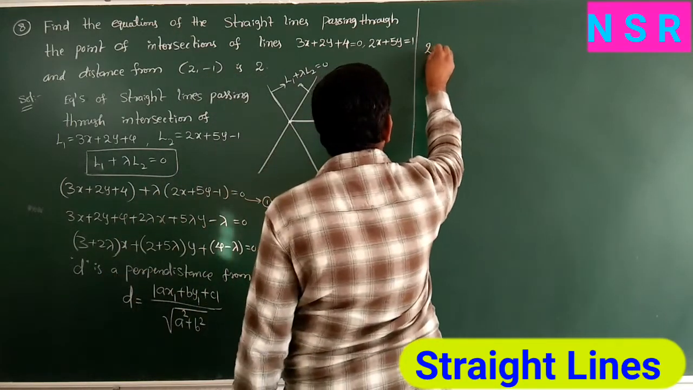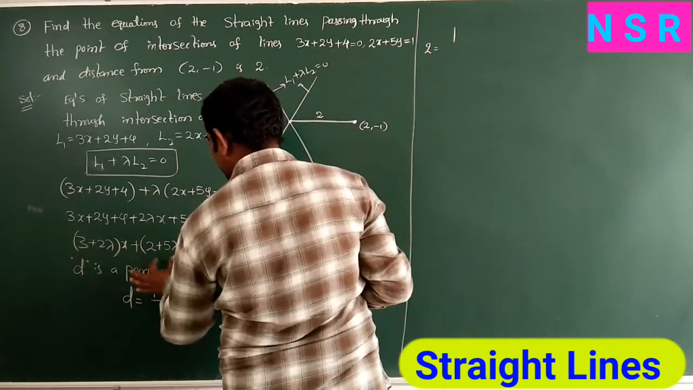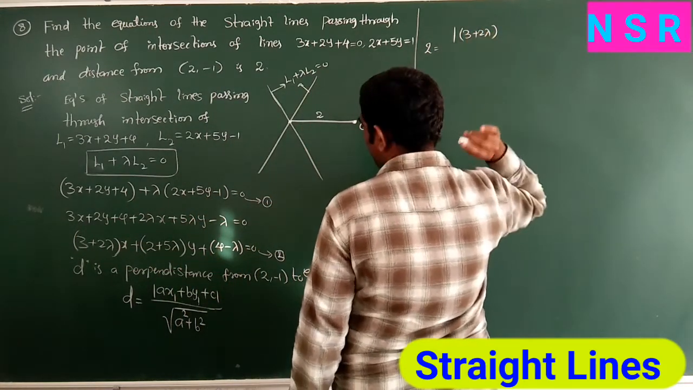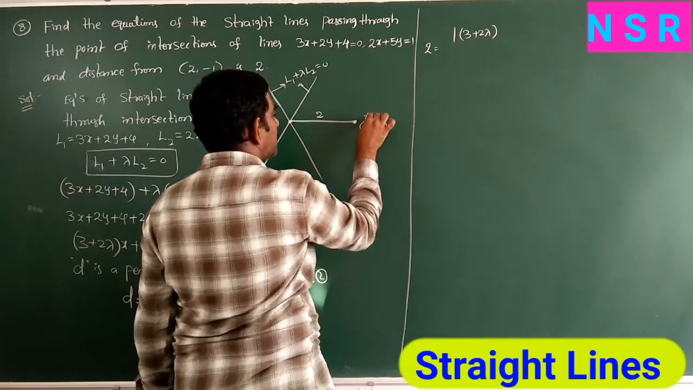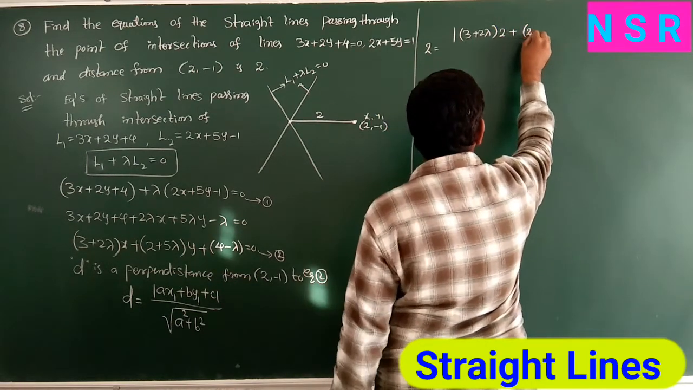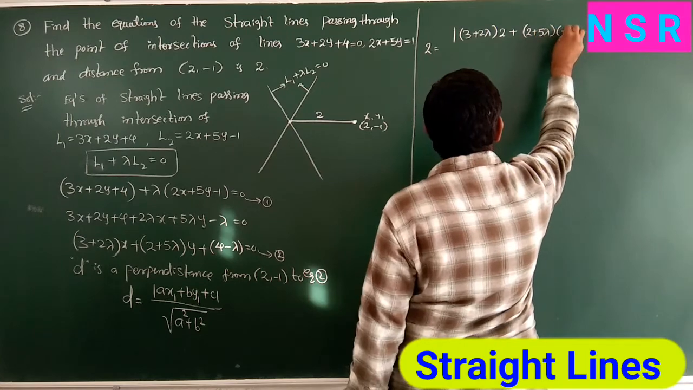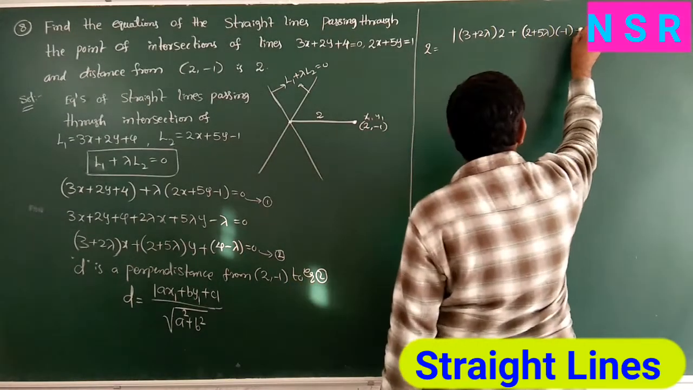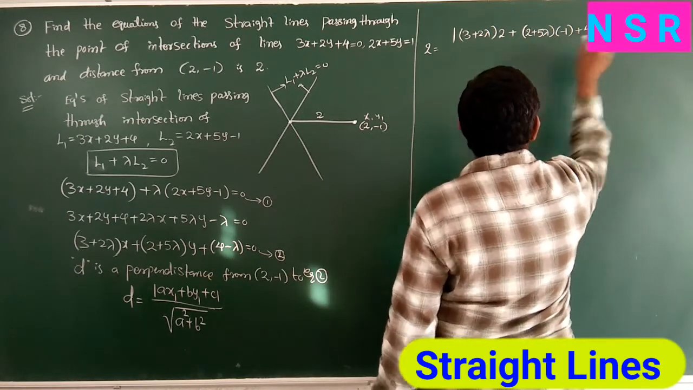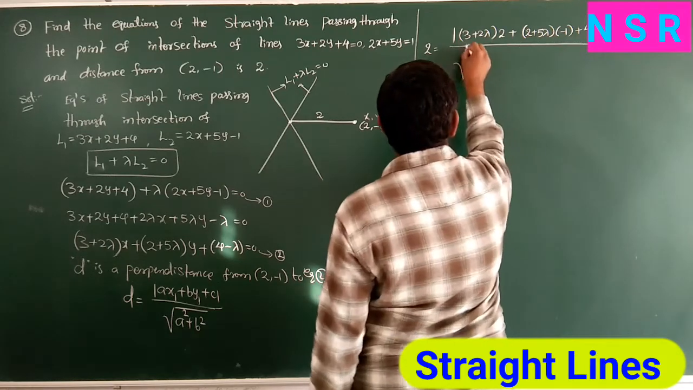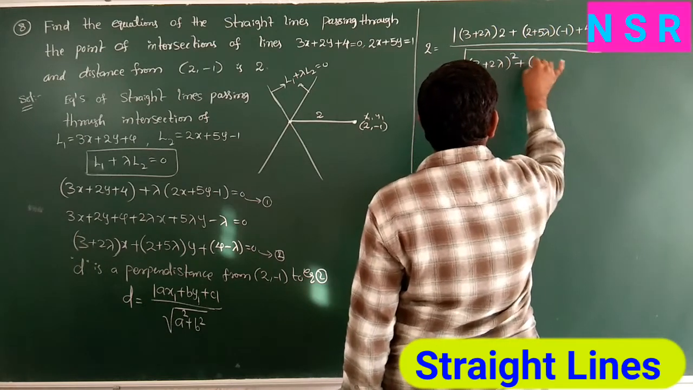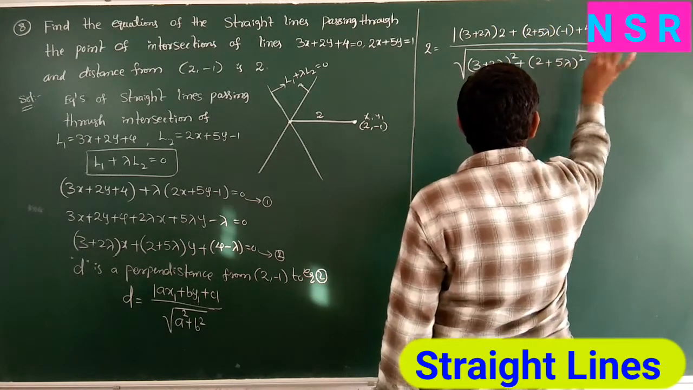Now 2 is equal to, so this is ax plus by plus c. So here the a value is 3 plus 2 lambda into x1. So this is x1 and y1. ax1 plus b value is 2 plus 5 lambda into minus 1. ax1 plus by1 plus c, 4 minus lambda. So this is the c value. ax plus by plus c by square root of a square plus b square, which is (3 plus 2 lambda) whole square plus (2 plus 5 lambda) whole square.